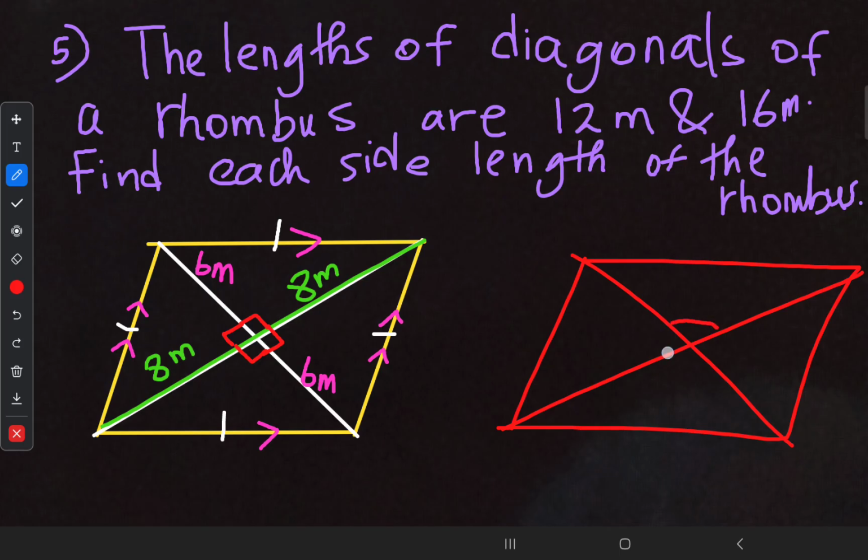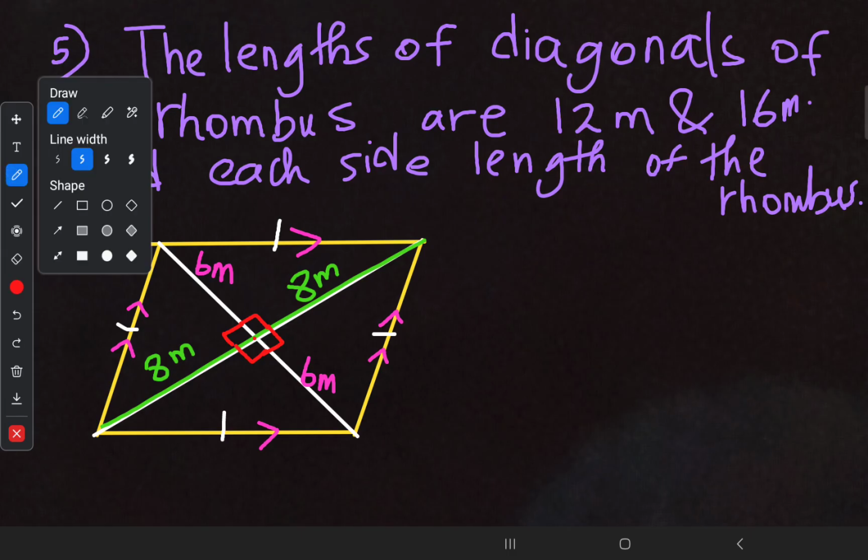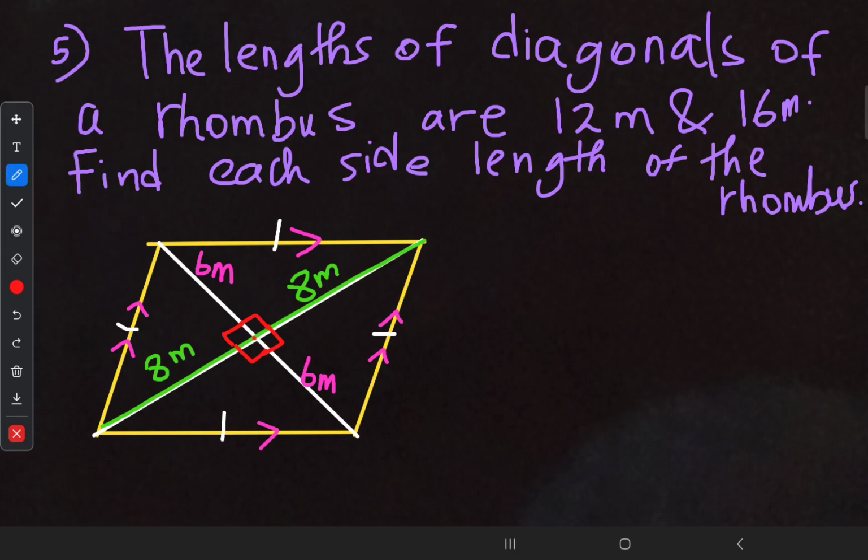But in a parallelogram, not all the angles are right angles. In a rhombus, the only distinct thing from the parallelogram is that the intersection of diagonals will give you two pairs of right angles. Two pairs means totally four right angles. That means at the intersection point, there are four right angles.